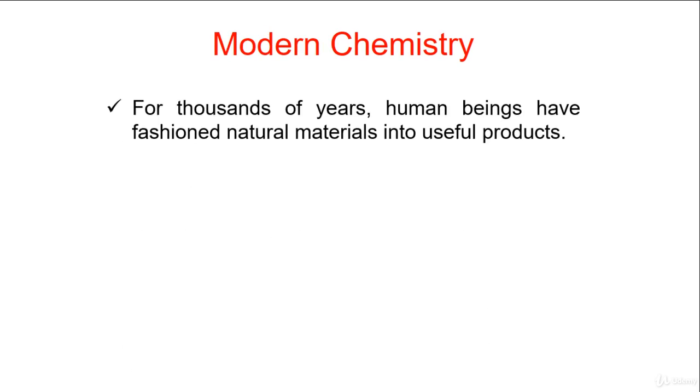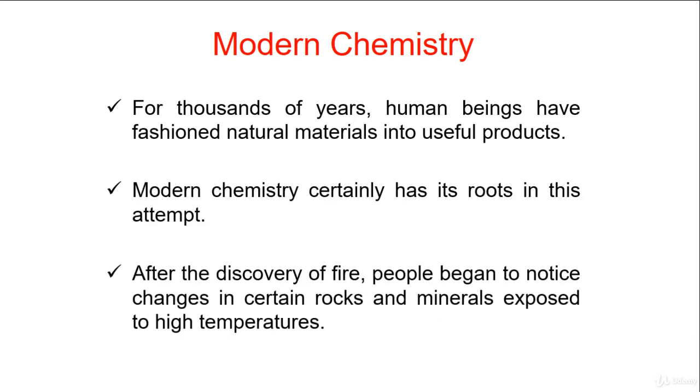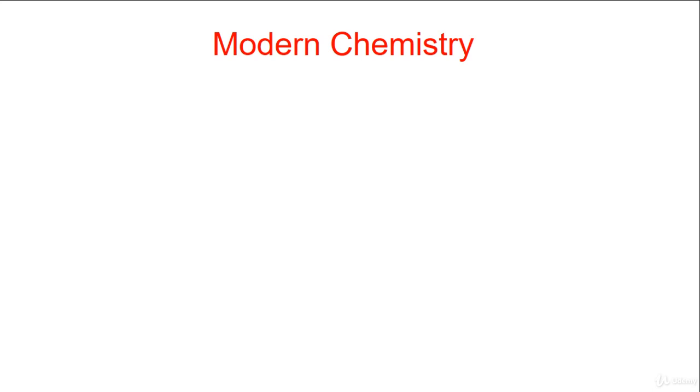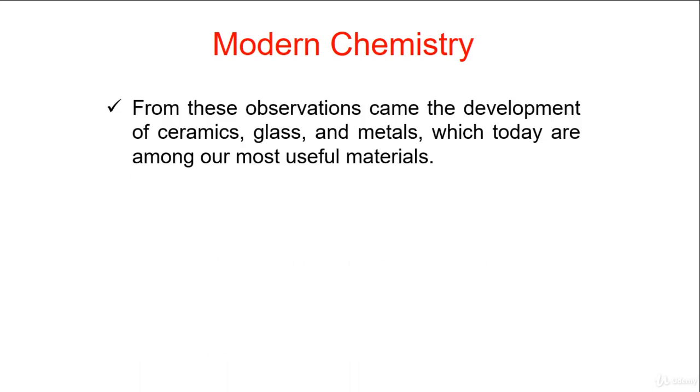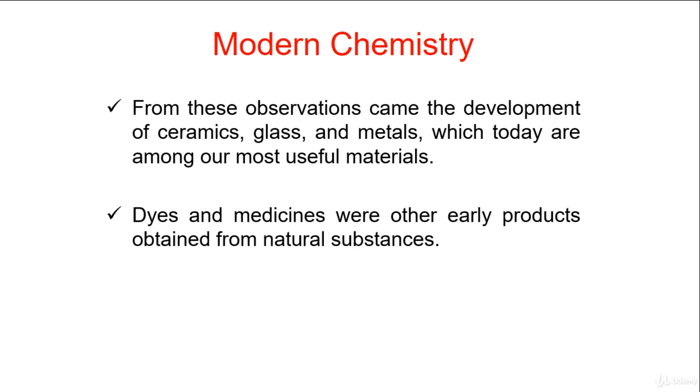For thousands of years, human beings have fashioned natural materials into useful products. Modern chemistry certainly had its roots in this attempt. After the discovery of fire, people began to notice changes in certain rocks and minerals exposed to high temperatures. From these observations came the development of ceramics, for example, glass and metals, which today are among our most useful materials. Dyes and medicines were other early products obtained from natural substances.